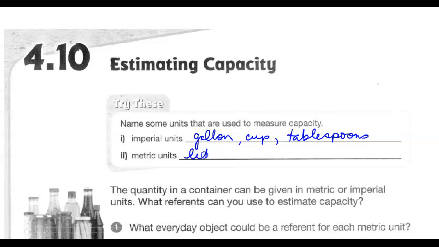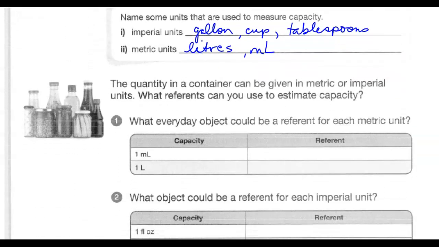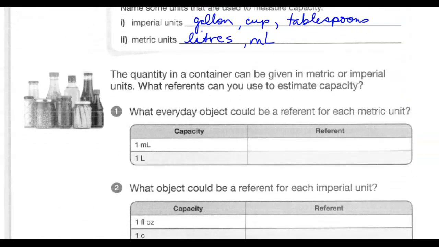Metric would be liters, milliliters. I'll just abbreviate it. Those are the most common. So it says the quantity in a container can be given in metric or imperial. What reference can you use to estimate capacity? So we've talked about reference before, sort of things that are in your house, in school, everyday life that would represent that, in this case, capacity.